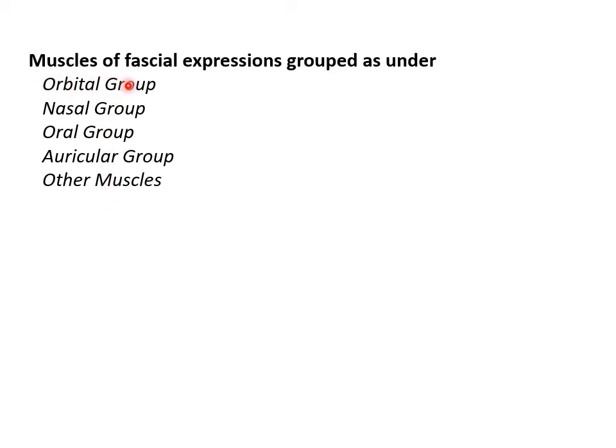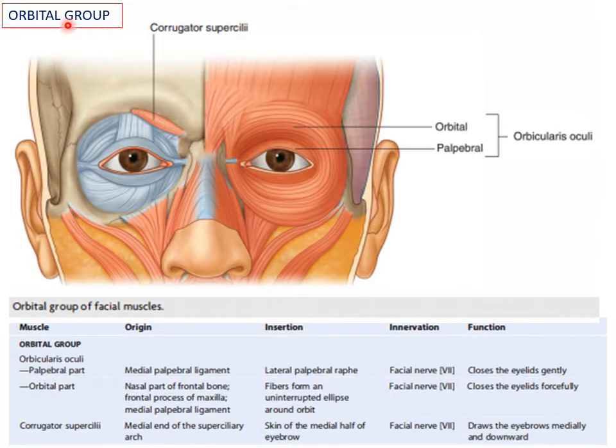First we will study the orbital group. The orbital group has two muscles, the orbicularis oculi and the corrugator supercilii.